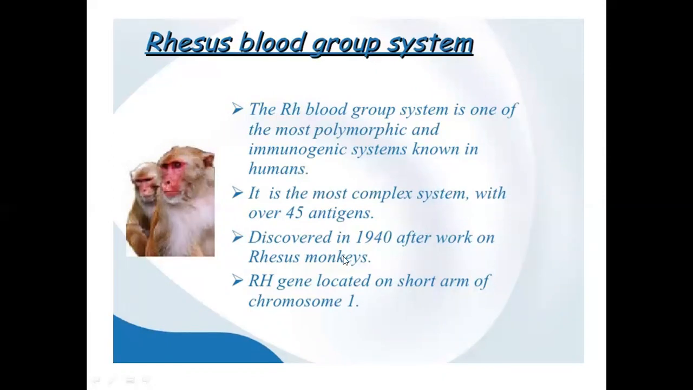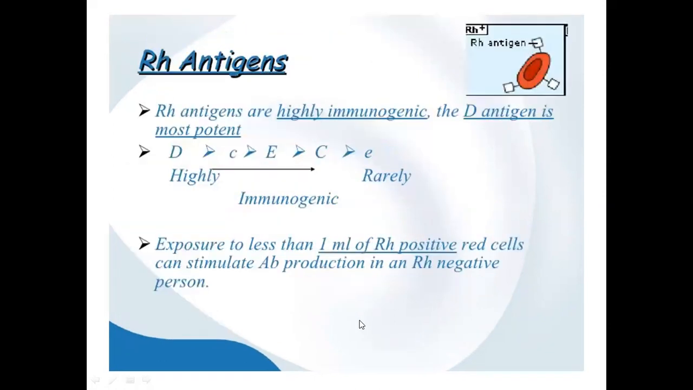Discovered in 1940 after work on rhesus monkeys, thus the term Rh, in recognition of the rhesus monkey as the laboratory animal for the discovery of the Rh blood group. The RH gene, located on the short arm of chromosome 1, codes for the formation of the Rh antigens. The Rh antigens are highly immunogenic. The D antigen is the most potent.